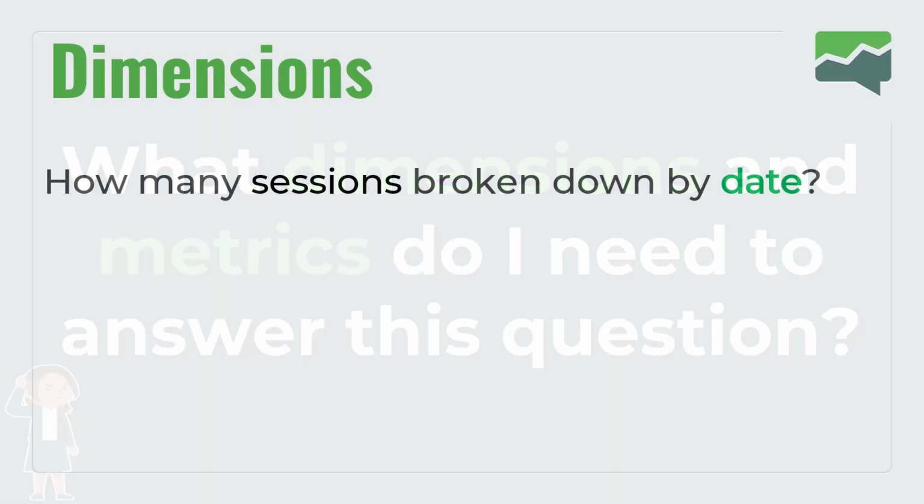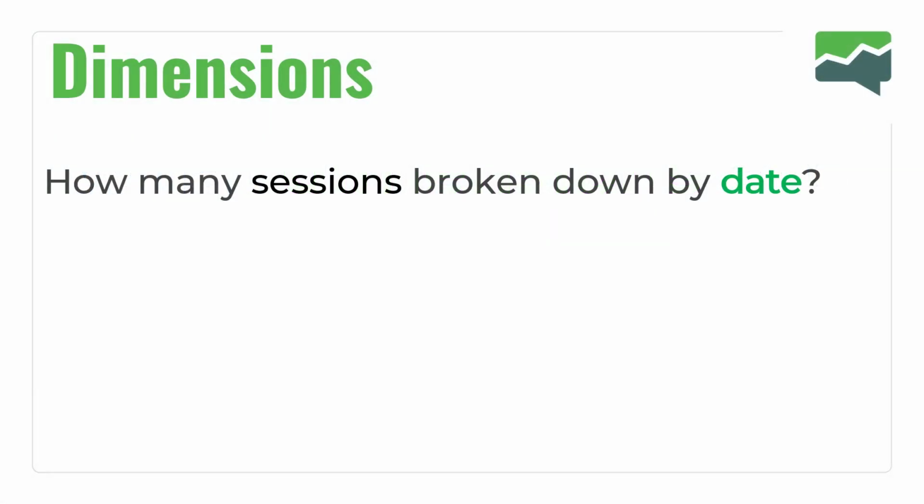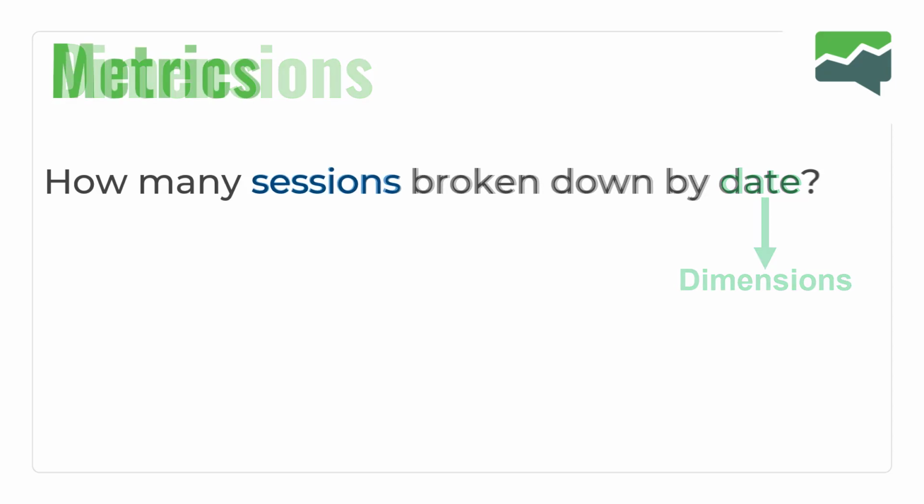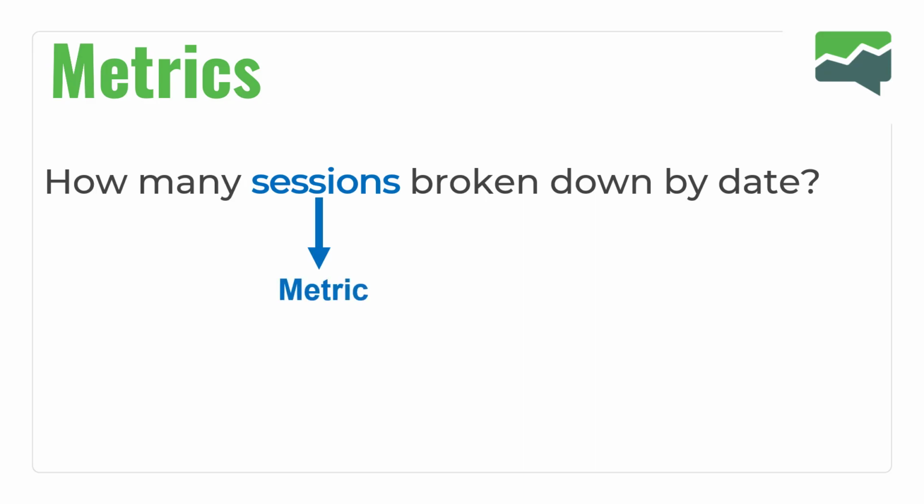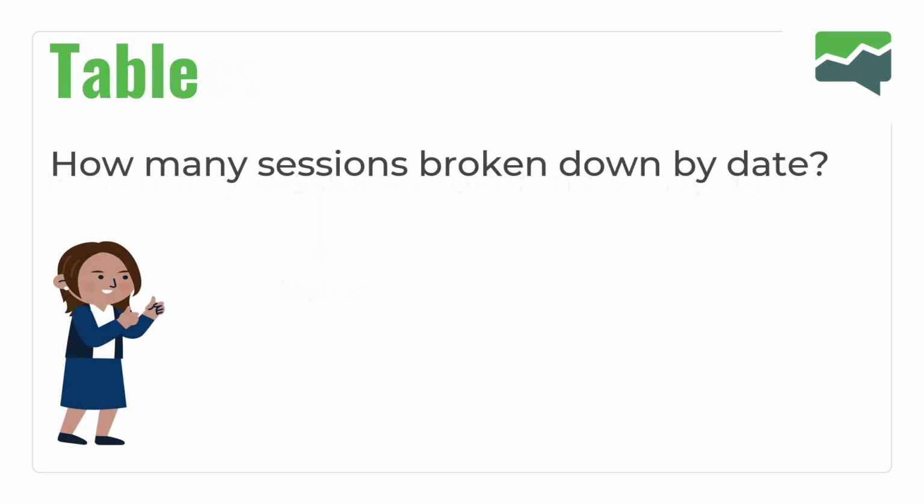So let's look at this question together and let's ask ourselves, what are the dimensions we need to answer how many sessions broken down by date? Well, your dimension in this case is, you got that right, date. Okay. Now, what's your metric? Your metric, how many sessions broken down by date? Your metric is sessions. So let's talk about the table.